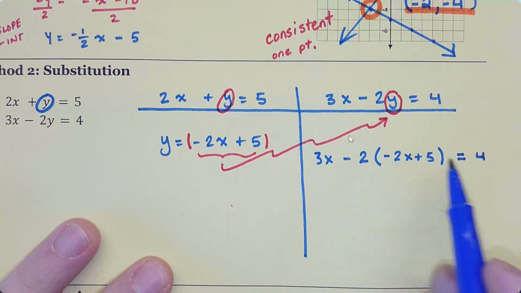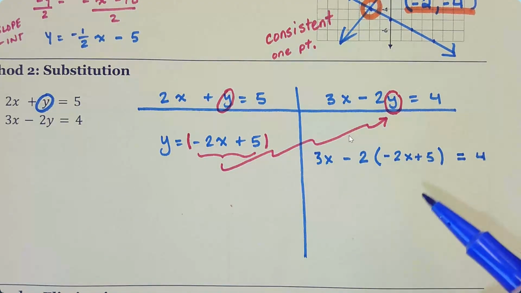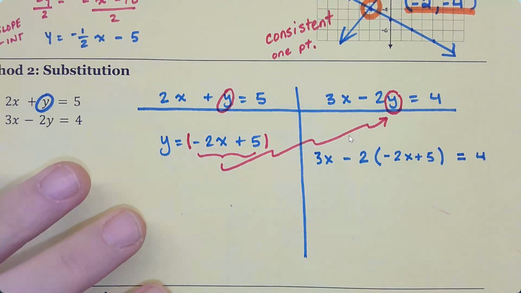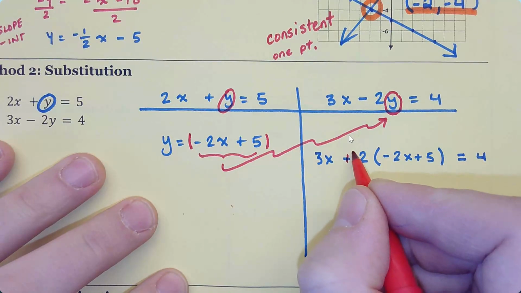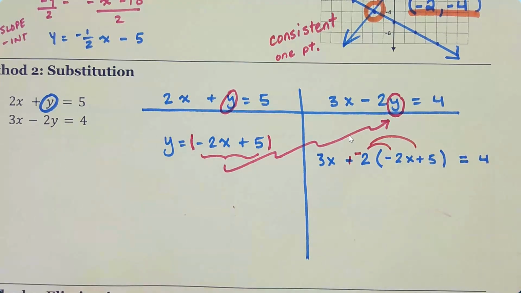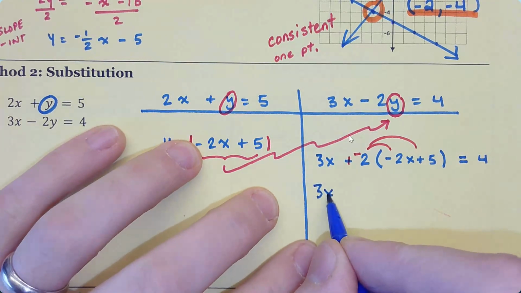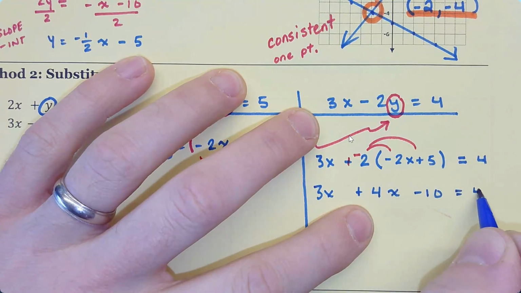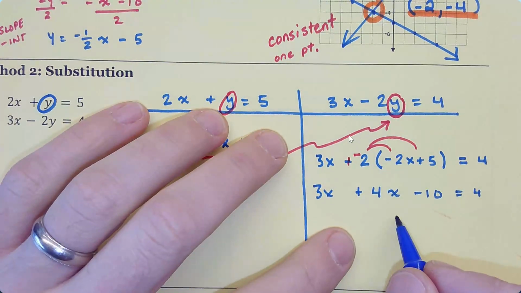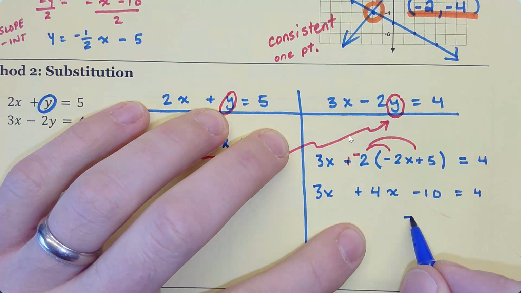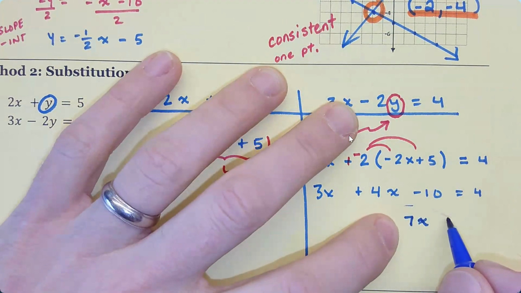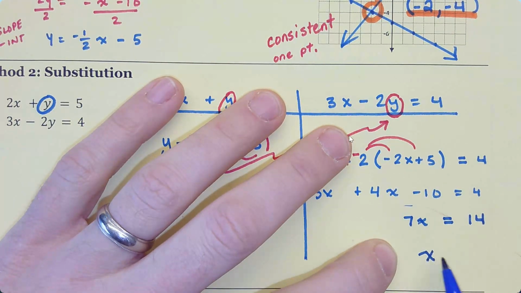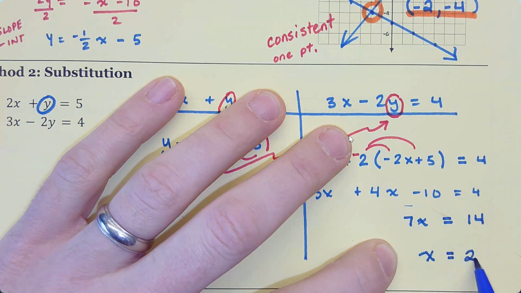Why is this helpful? Because we get this big, ugly equation? Well, the answer is that this big ugly equation only has x in it, which means that we can now solve for x. I'm going to change this to a negative 2 and distribute to get rid of the parentheses, giving us 3x plus 4x minus 10 is equal to 4. And then we would get 7x right here. I'm going to add 10 to both sides, which would give us a 14. Therefore, x is going to be equal to 2.